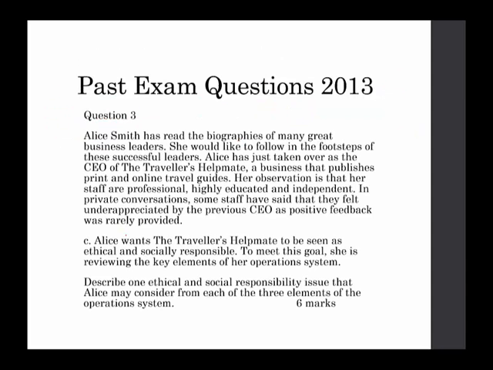Let's have a look at a few. In this one from 2013, there is: describe one ethical and socially responsible issue that Alice may consider from each of the 3 elements of the operations management system. So here you have to take Alice's business and work out what her inputs are, and then discuss how she could be more ethical with her inputs or more socially responsible.